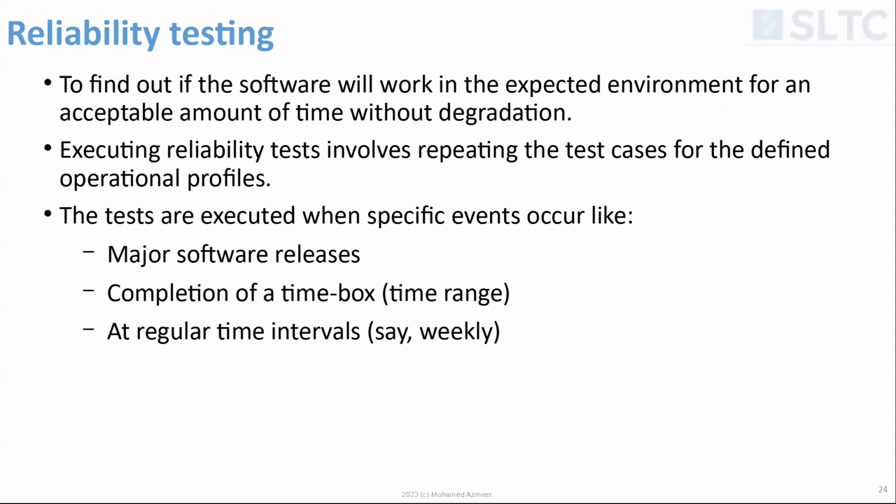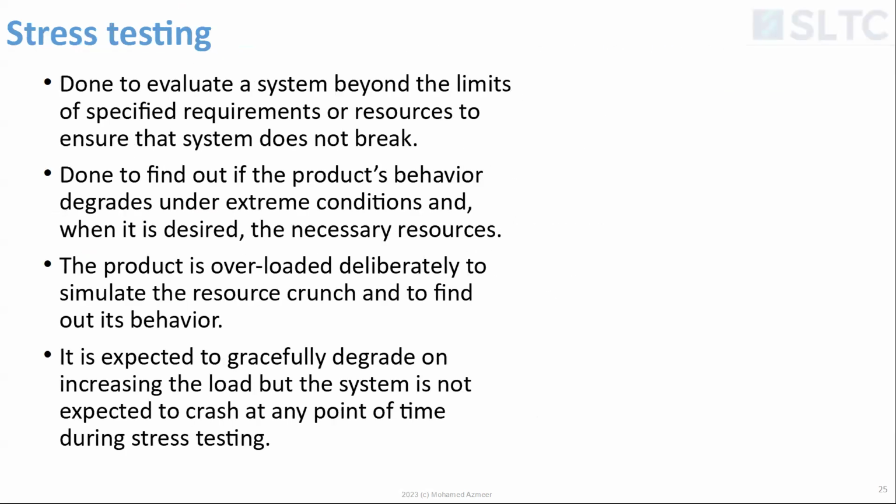So the major specific events are software releases, major software releases like version 8, 9, 10, something like that. Completion of a time box. So let's call it a time range where you are given some task and then you're given some timer to work on it. And then a regular time interval, say, now there are no timers. So you say, okay, every Sunday we do this. Every Monday we do this, something like that.